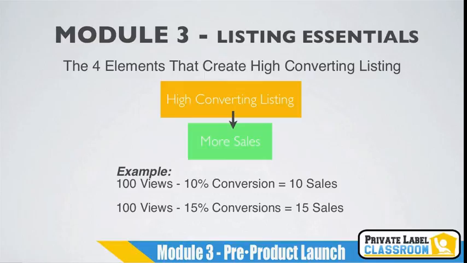Now, let's just look at this again. So 100 views, 10% conversion rate is 10 sales. Okay. 100 views, 100 basically people visiting your listing, 15% equals 15 sales. So we just added 5 sales for the same amount of people that saw the product listing by having a higher converting listing. So that's what we're going to be talking about here, is how we can take our listing and, number one, get it created, but then build upon it and refine it and tweak it.